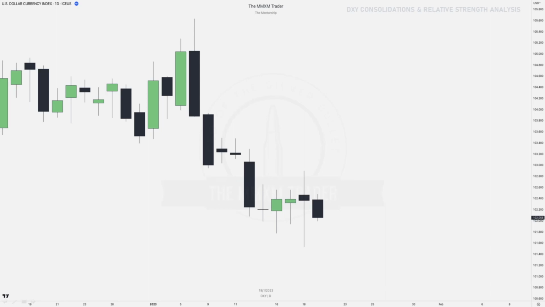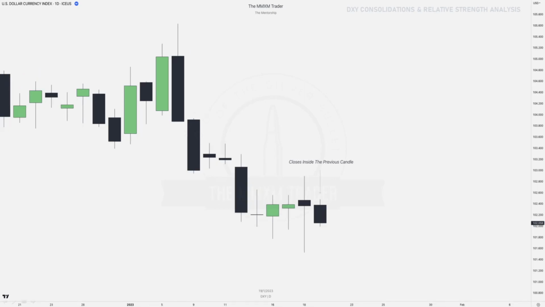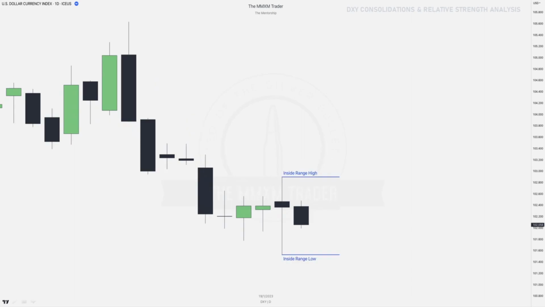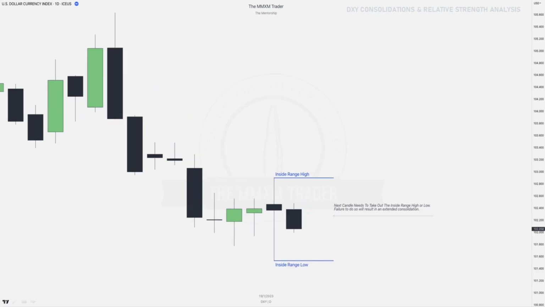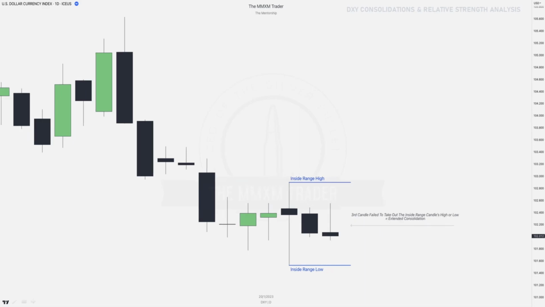Now an example on a candlestick chart, we've got that US dollar index over here, daily chart. Over here we've got our first candle, right, closing inside the previous candle. So now we've got an inside range high and inside range low formed, which looks something like this, right? Next candle needs to take out the inside range high or low, and failure to do so will result in an extended consolidation.